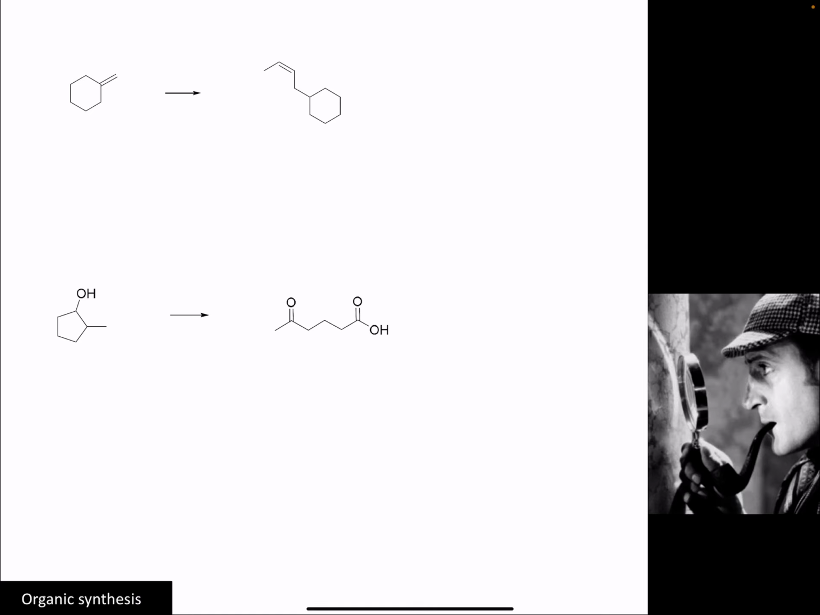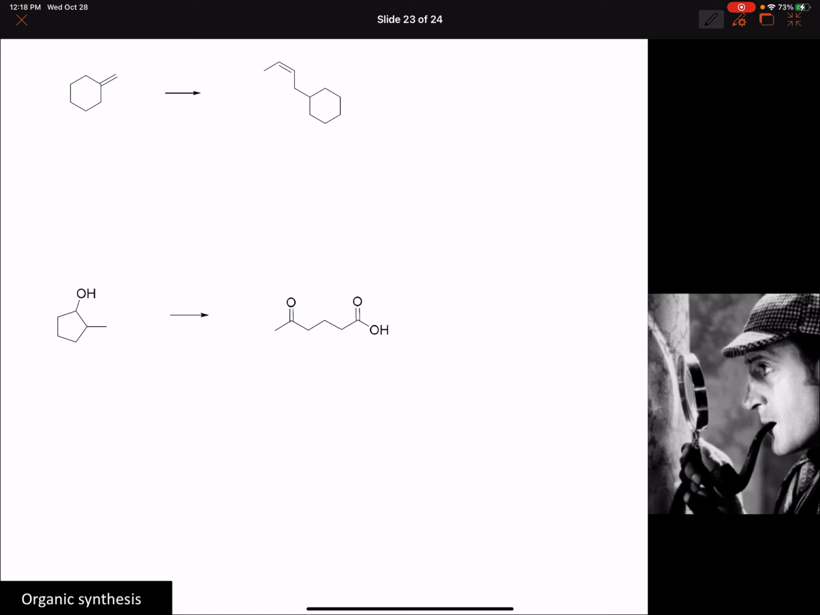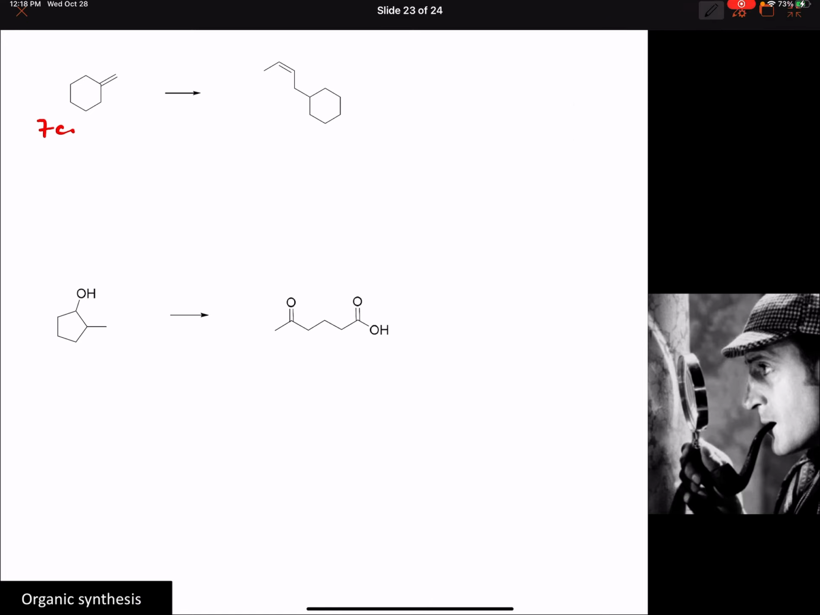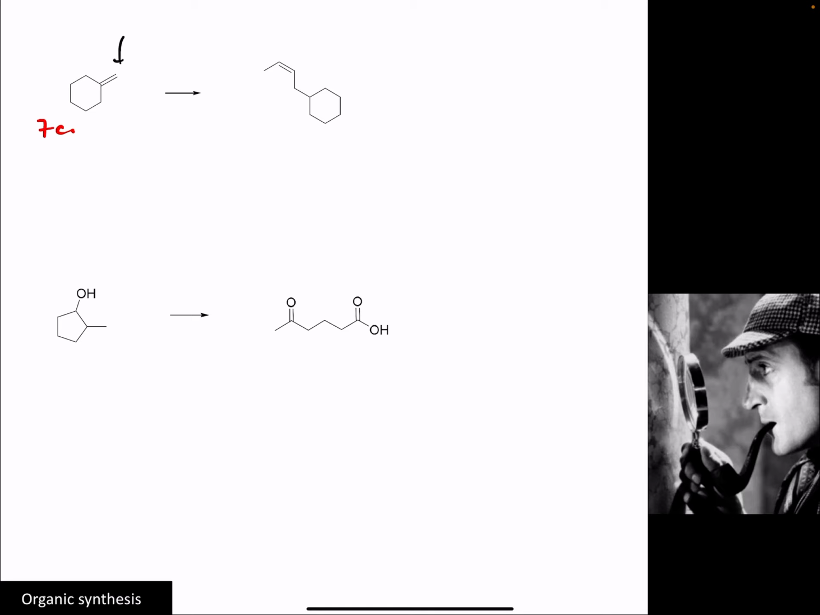All right, we got to do this. So let's count carbons and see where we're at. So I got 6 plus 1 is 7 carbons. Here I've got 6, 7, 8, 9, 10 carbons. So I have to add 3 carbons. So let's have a think on this now. So I've got to add 3 carbons here, right?